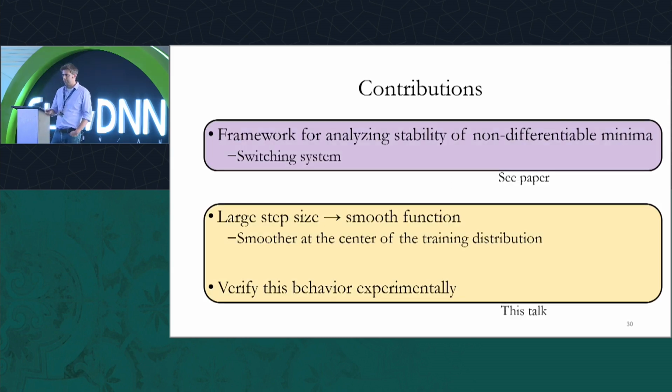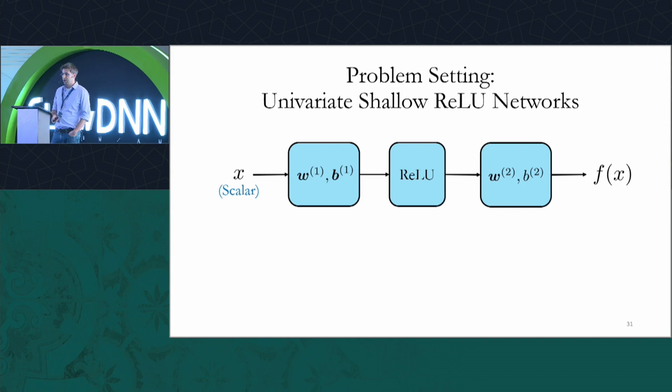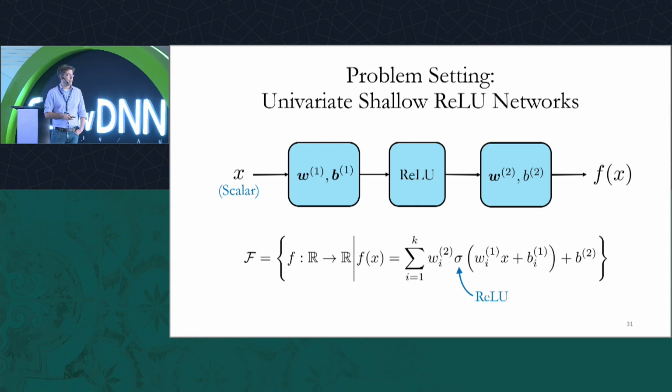In this talk, I will focus on the last two parts, because the first part is more complicated to explain. We focus first on the very simple case of a univariate shallow ReLU network, meaning our input is scalar and the output is scalar. So we have first layer W1, B1, ReLU, W2, B2, and then we get a scalar again.